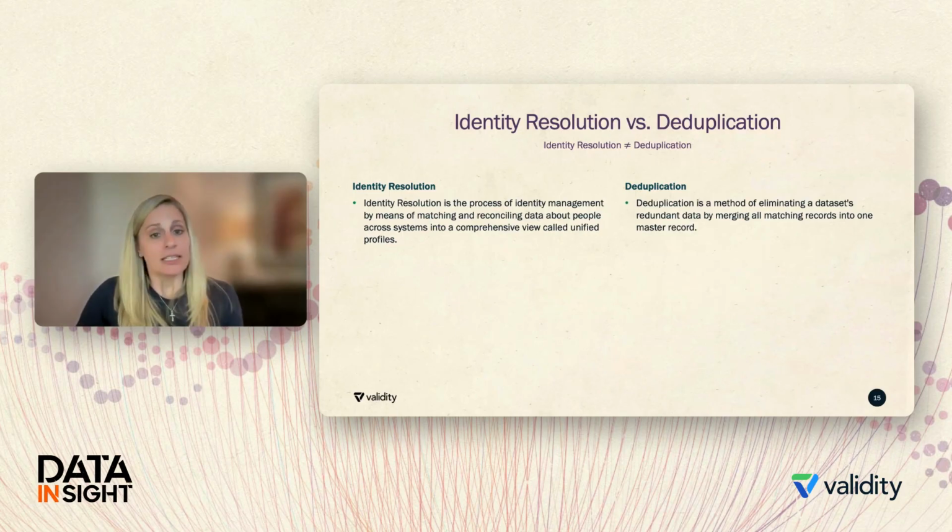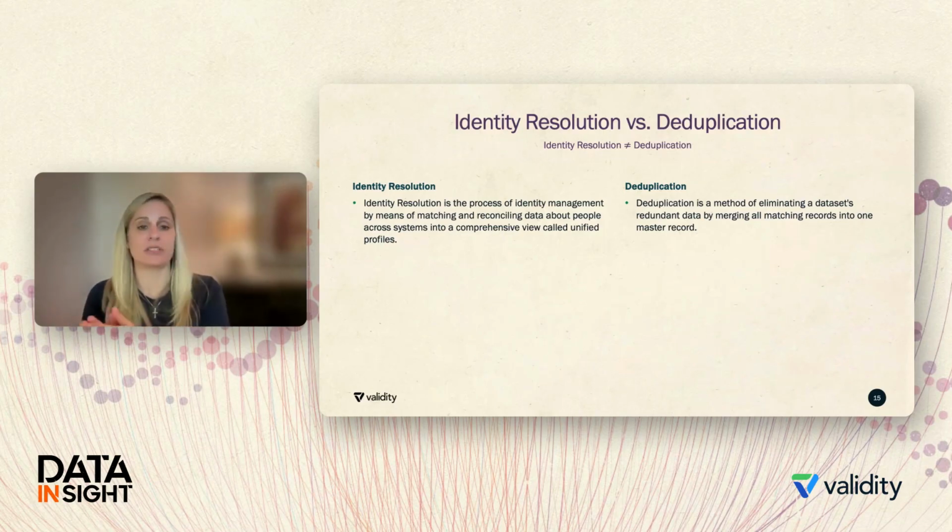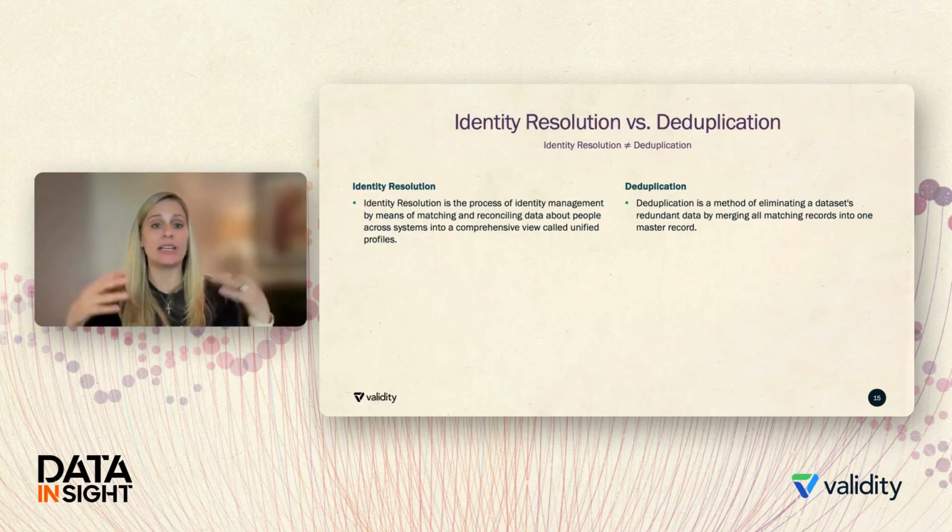So deduplication is where we eliminate redundant data, so duplicate records, and then we combine it, merge it down into a master record. That's that one single source of truth for that person in that system. So this is a difference between what we do in our source systems and what happens inside of Data Cloud. And Data Cloud is not going to connect back out to all these source systems and clean up that data.